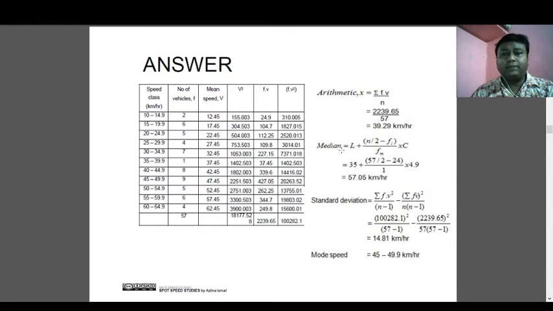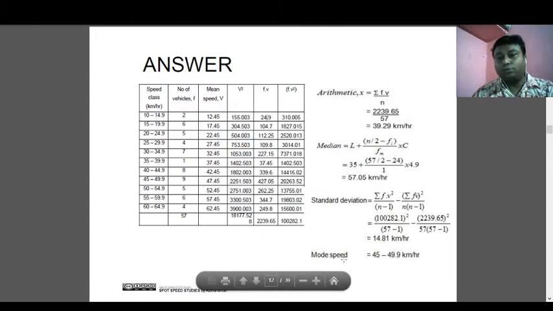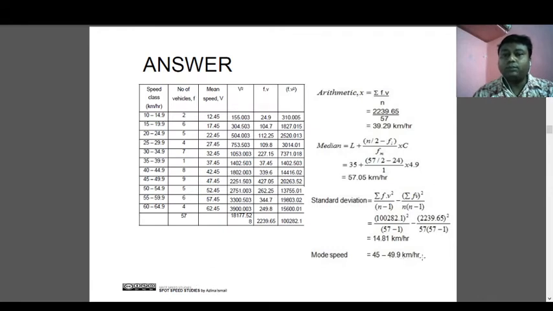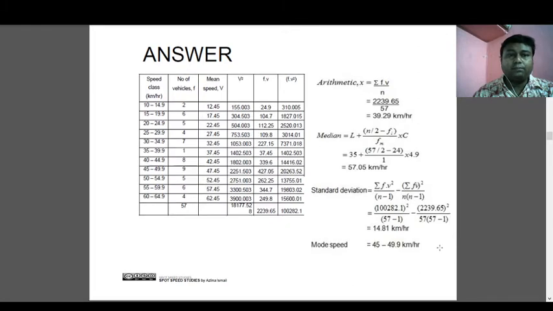Then the median value. The equation for the median is L plus n by 2 minus fL, divided by fm, into c. All the values are already given in your data sheet. From that we have calculated the median, and the standard deviation; these are statistical equations you can find in any standard mathematical or statistical book. From that we can also find the mode speed. The mode speed is 45 to 49.9, which we found from this problem.